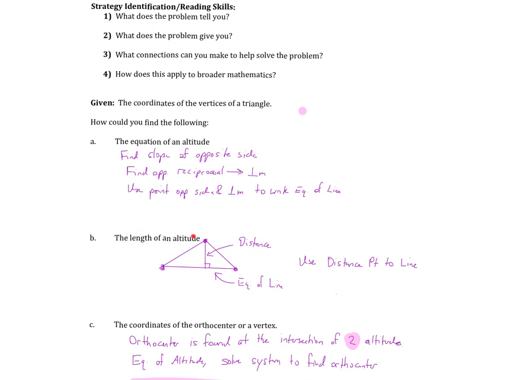The length of an altitude is going to be found using the distance from a point to a line formula. When we draw this altitude in, notice that it's a right angle from a point to a line. So if we were given the coordinates of the vertices, we could write an equation of a line and use distance from point to line.